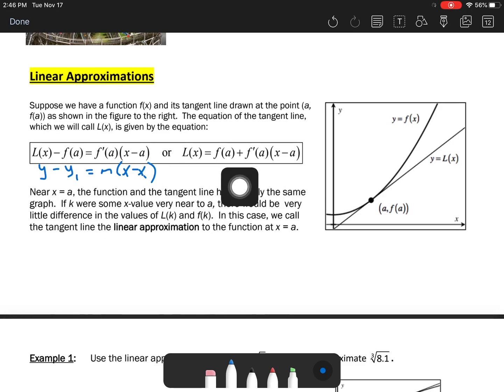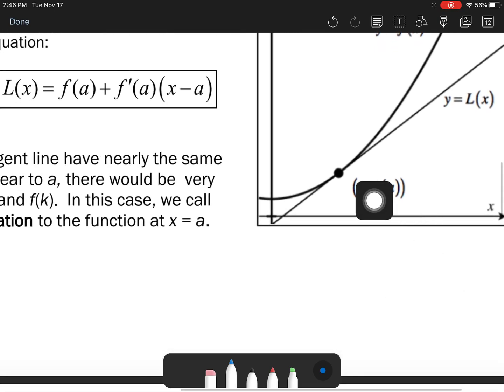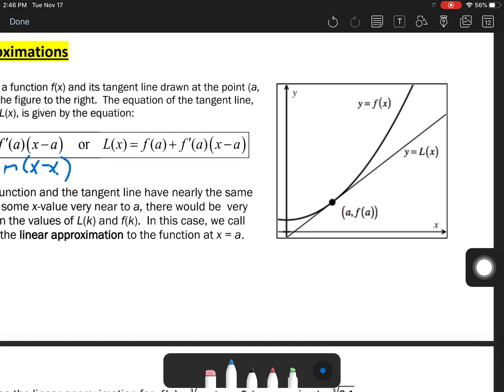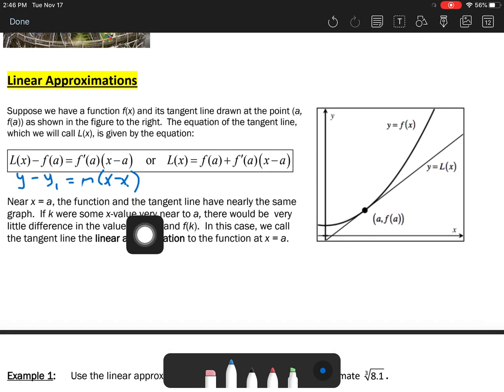Now, I think they use this more often where they take the y sub 1, or the f of a, the y coordinate, and add it over to the other side, kind of put it in front. So I think that's the way I'll demonstrate it too. Okay, so near x equals a, the function and the tangent line have nearly the same graph, right? If I'm zooming in here and you're real close, they almost blend together. The curve and the actual line pretty much blend together. So when you're close to this a value, the curve and the tangent line are real close to each other, okay? So that's linear approximation.